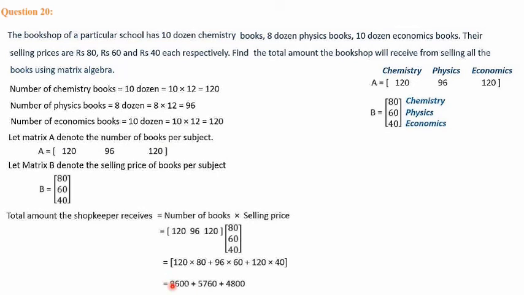Here the matrix notation we can remove, it's not a problem. When we add 9600, 5760 and 4800, we get 20,160. You can either do mental calculation or simply write and add, whichever is convenient for you. So the total amount the shopkeeper receives is 20,160. Let's write the final answer: the amount received by the shopkeeper is rupees 20,160.